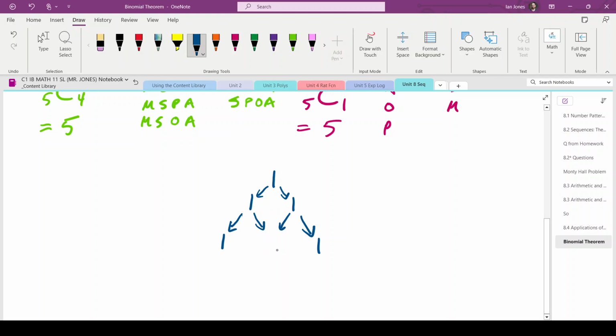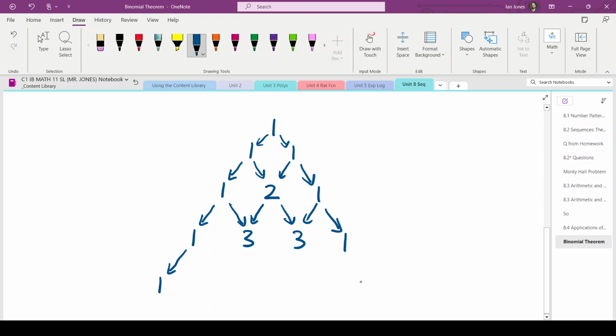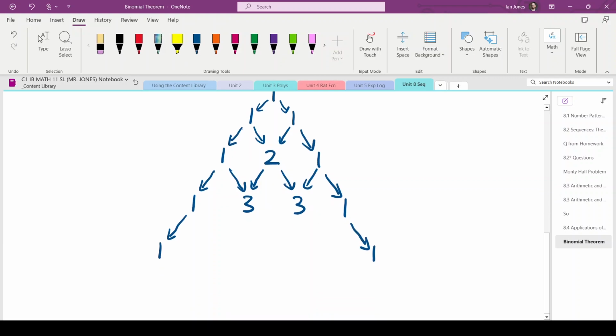So 1 plus 1 is 2. Okay. Then I'm going to put a 1 just to the left and a 1 just to the right. And then I'm going to add 1 and 2 to get 3, which I put here. And I'm going to add 2 and 1 to get 3, which I put here. Again, I'm going to put a 1 to the left and a 1 to the right. And I'm going to continue building this pattern. Here I would get a 4 because 1 plus 3 is 4. Here I would get a 6 because 3 plus 3 is 6. And here I would get a 4 because 3 plus 1 is 4.